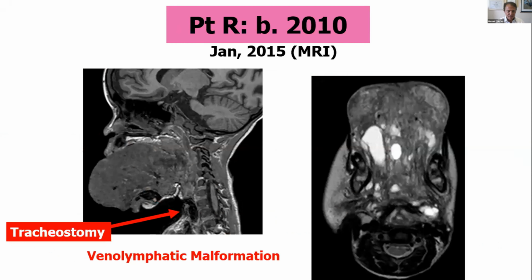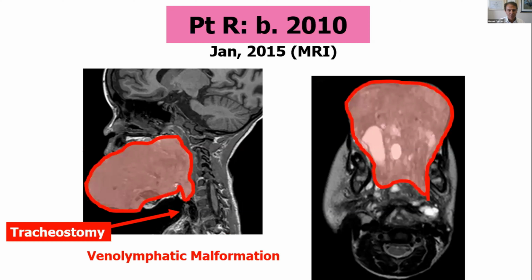This is the imaging. This is an MRI of her showing the mass. And since most of you are not radiologists, nor am I, I'm going to point out the malformation. You can see that her entire mouth was completely full of this lymphatic malformation. You also see the site of the tracheostomy in her.